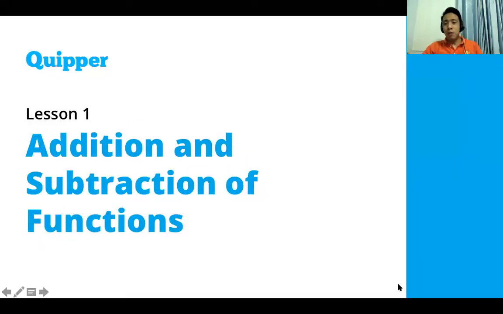So our next lesson is about addition and subtraction of functions. How to add and subtract functions. We already know how to evaluate functions. We already know how to graph functions. Now, let us learn how to add and subtract functions. Okay, let's start.